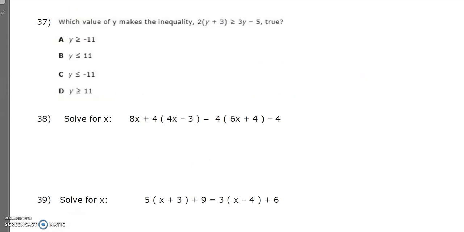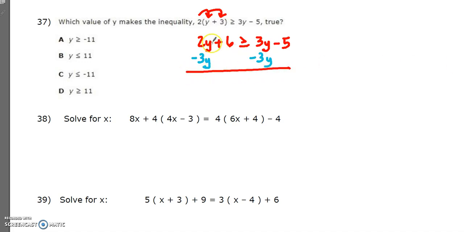Okay, 37. Which value of y makes the inequality 2 times y plus 3 greater than or equal to 3y minus 5 true? Okay, so when it's an inequality, you guys, I just like to do it by hand in case we have to flip the inequality sign. So I'm going to distribute to eliminate my parentheses. So I will have 2y plus 6, and then I have greater than or equal to, and then my 3y minus 5. Okay, I need my y to be on one side. I prefer it to be on the left, so I'm going to subtract on both sides to get it off the right side. So 2y minus 3y leaves me a negative 1y.